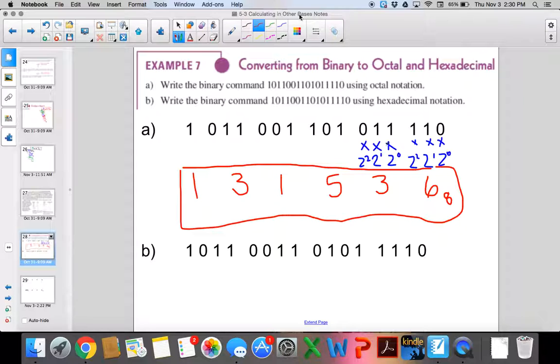So when we're doing this with hexadecimal, it's that same system, except we're going to go up one more power. So now we have times 2 to the 0 power, and we're grouping in 4s, times 2 to the first power, times 2 to the second power, times 2 to the third power.